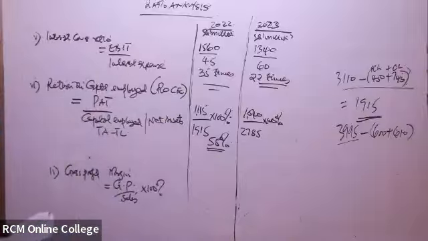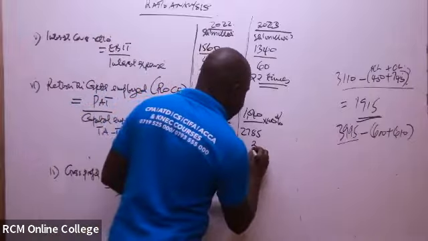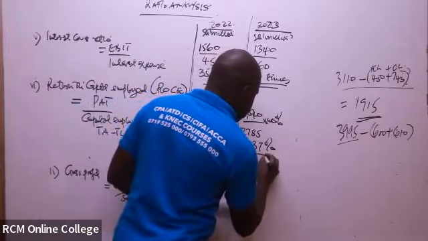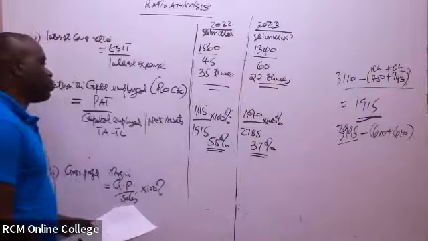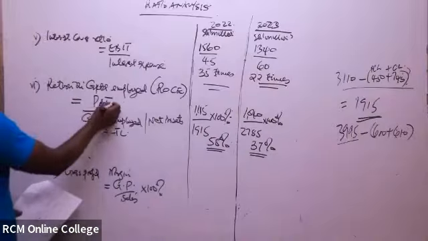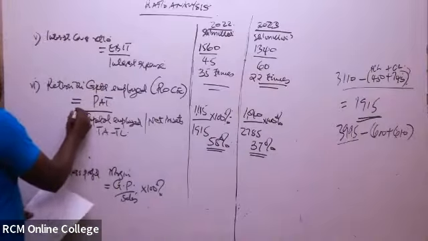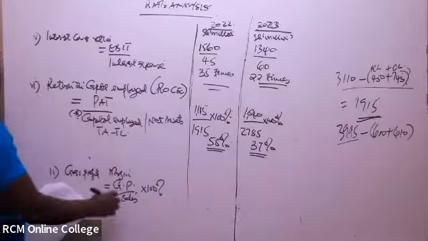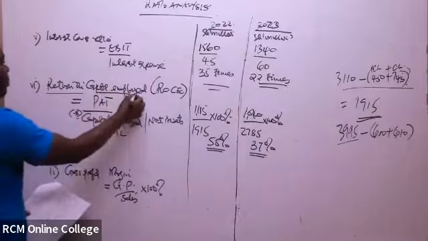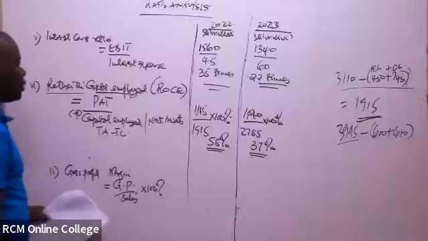What about 2023? It is 37%. So you'll be able to get 37%. So that is the return on capital employed. What is the return you're getting with the capital you injected? Just from the term itself, it is the return on the capital you've employed.